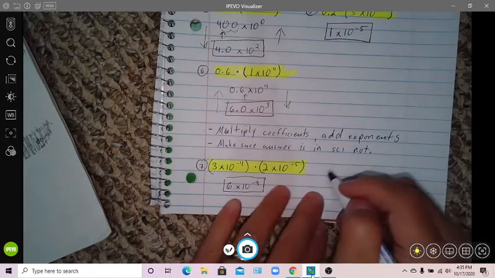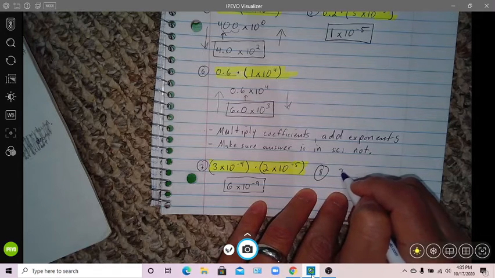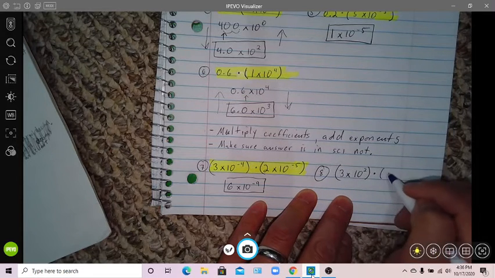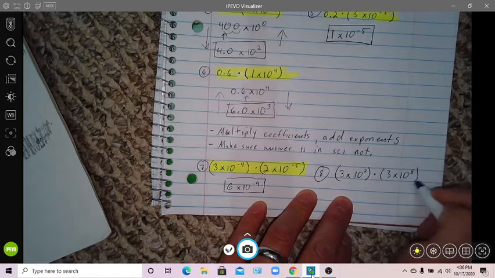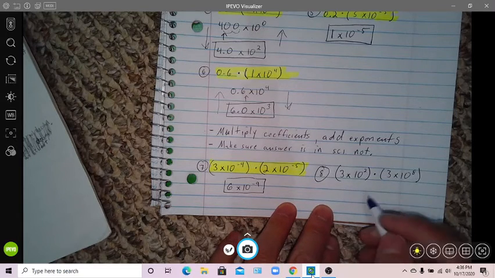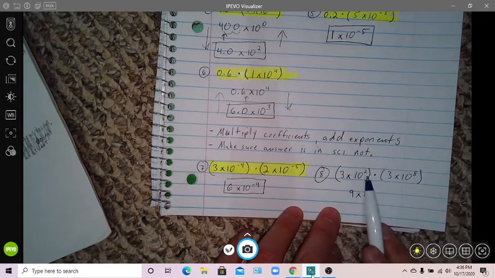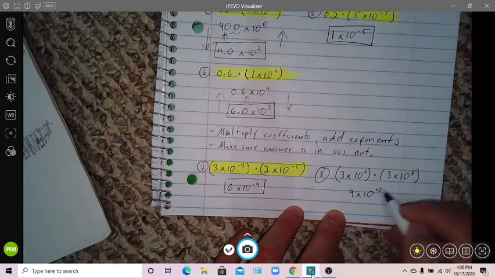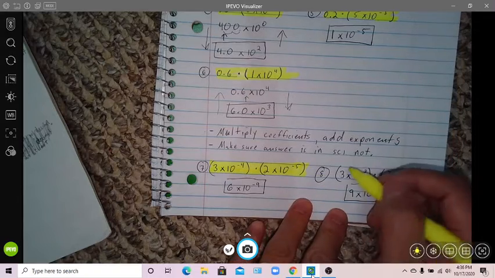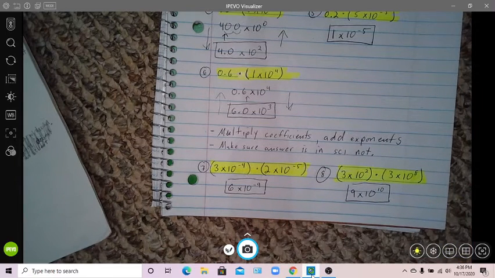Let's do one more, number 8. Last one, I have here 3 times 10 squared, times 3 times 10 to the 8th. So multiply 3 times 3, that's 9. Then keep our times 10, and I need to add the exponents. 2 plus 8 is 10. So 3 times 3 is 9, 2 plus 8 is 10. That's the answer. There was the problem.